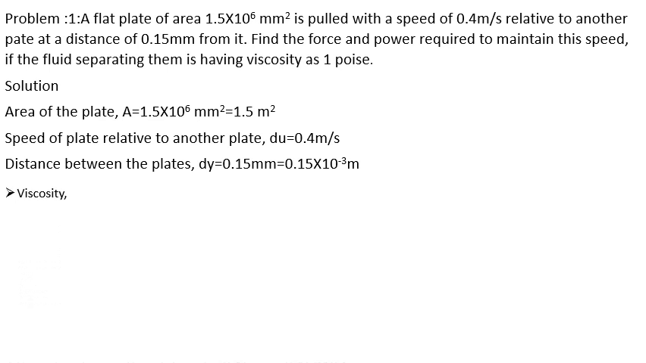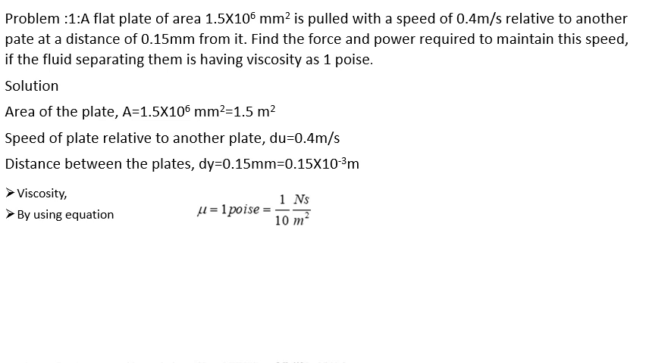Now viscosity. The viscosity of the fluid is given as 1 poise. So here mu, the dynamic viscosity value, is 1 poise. 1 poise is equal to 1 by 10 Newton second per meter square. So here we need to convert the viscosity unit poise to SI units. The SI unit is Newton second per meter square. That means 1 poise is equal to 1 by 10 Newton second per meter square.